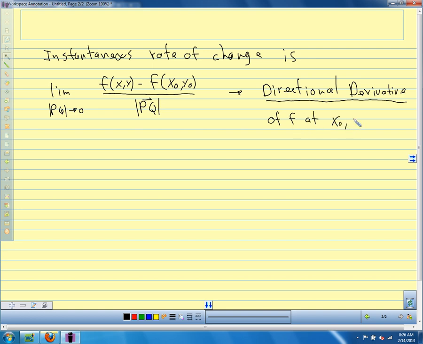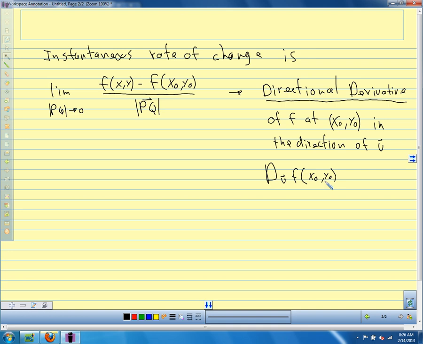at x0, y0, just adding a little detail here, in the direction of our unit vector. So this is the directional derivative of our function at this particular point in the direction of our unit vector u. And the symbol for this is capital D sub u of f of x0, y0. So this is our symbol for directional derivative in the direction of u of our function at a particular point.